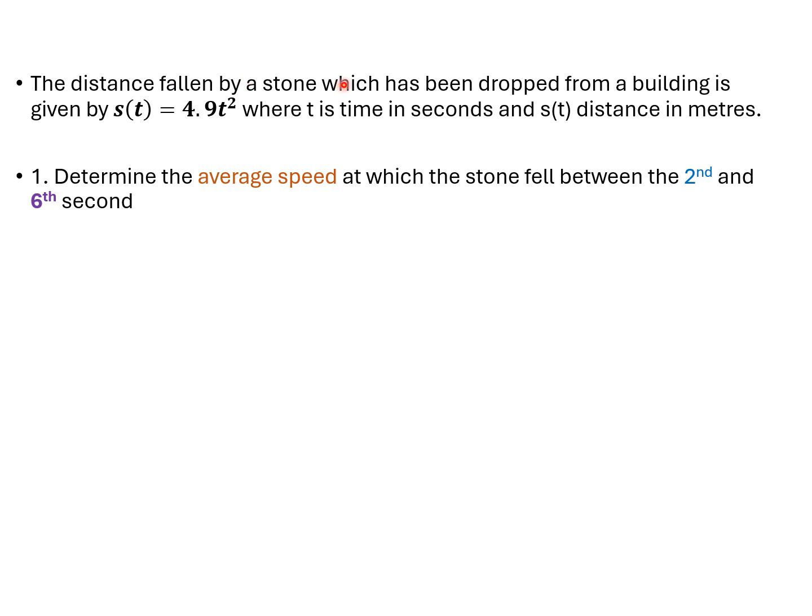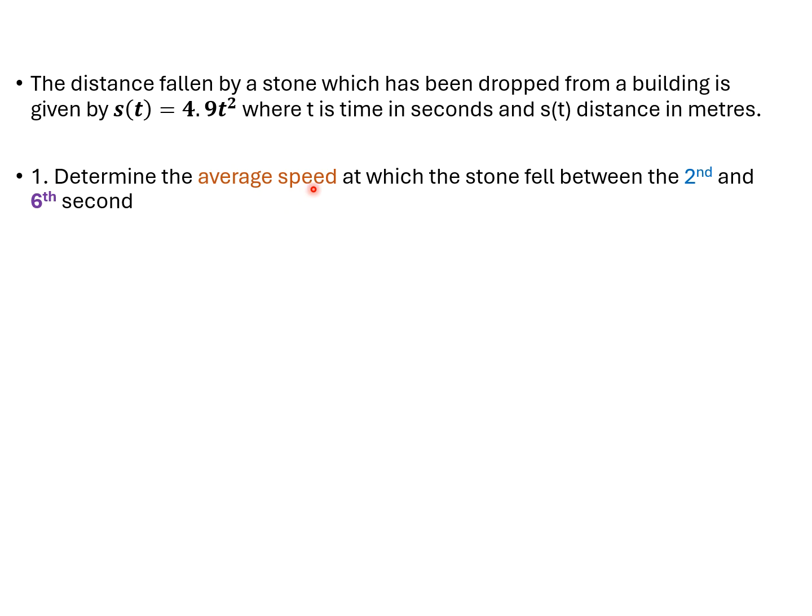The distance fallen by a stone which has been dropped from a building is given by s(t) equals 4,9 t squared, where t is the time in seconds and s(t) the distance in meters. So most learners that do physics will know this is a vertical projectile motion problem. Now they say determine the average speed at which the stone fell between the 2nd and 6th second. Right, so now we have to substitute first 2 in there and 6.